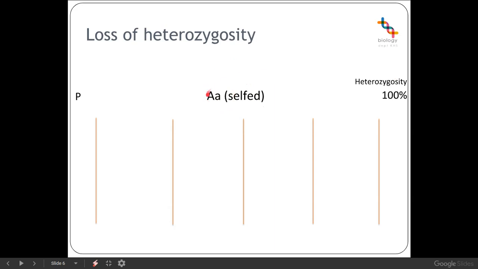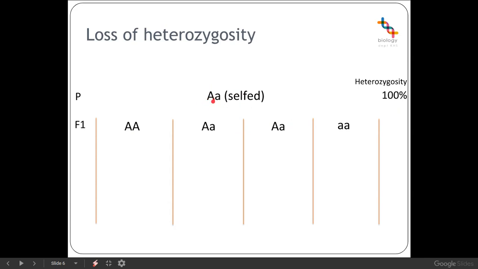Now if we were to breed Big A Little A with another individual with Big A Little A, or it's been bred with itself, so it's got the same genotype, then in our F1 generation what we would expect to see is a homozygote, a heterozygote, another heterozygote, and a homozygous recessive individual. And we would do that through a normal Punnett square.